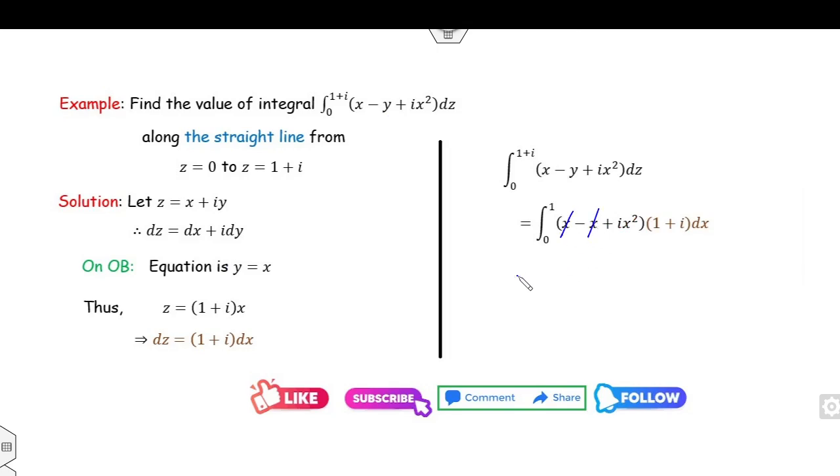This value will be cancelled out. 1 plus iota is outside. Iota is also common. It is x square. The integration of x square is x cube divided by 3. If you take the limits from 0 to 1, the answer is iota (1 plus iota) divided by 3. Or if you open them, it is (iota minus 1) over 3, which is the right answer of this problem.